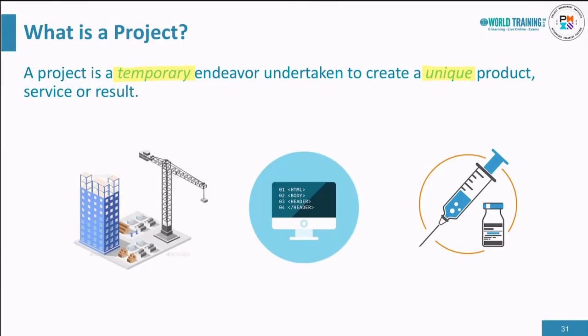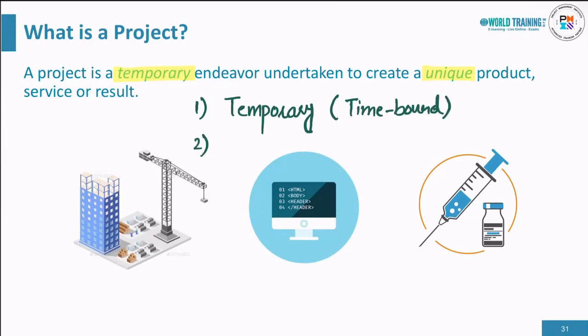So if something is to be categorized as a project, it should have two features. First, it should be temporary. By temporary, it means that it should be time-bound, like it should have a start date and it should have an end date. And second, something unique should be produced. Unique means something which had never happened before, something which is being done for the first time, something which is being produced for the first time.